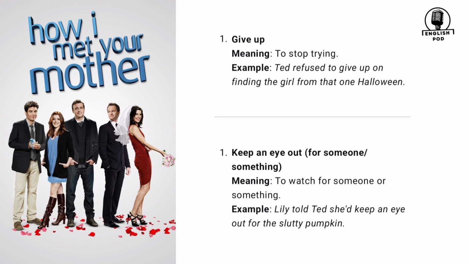Okay, so let's keep moving here. We've got keep an eye out. All right. So in this case, Lily says that she'll keep an eye out for the slutty pumpkin. So meaning basically to watch for a specific person or thing.